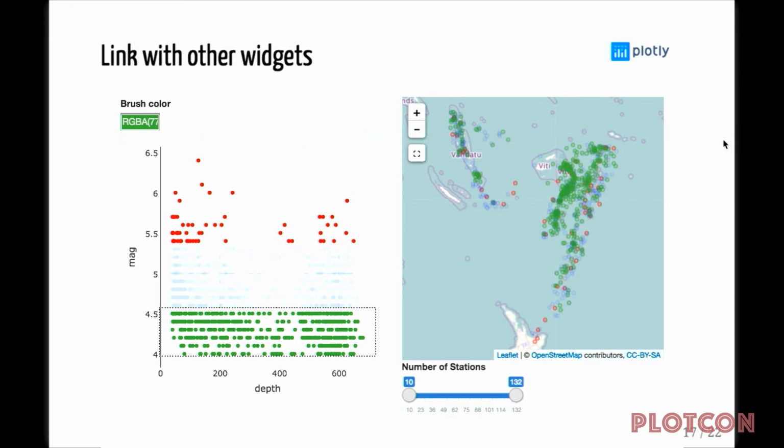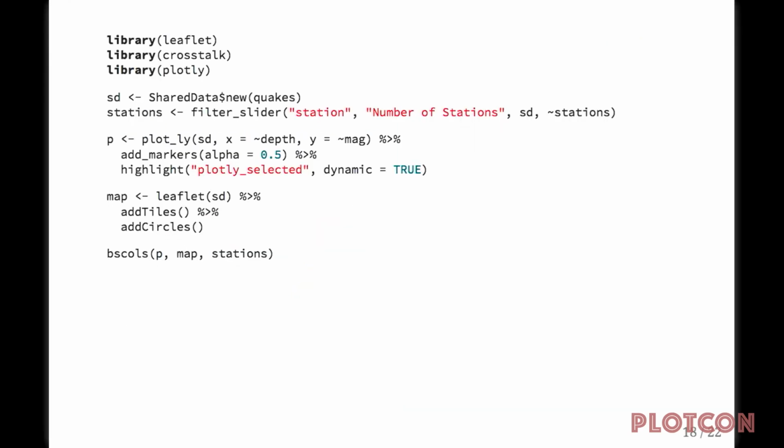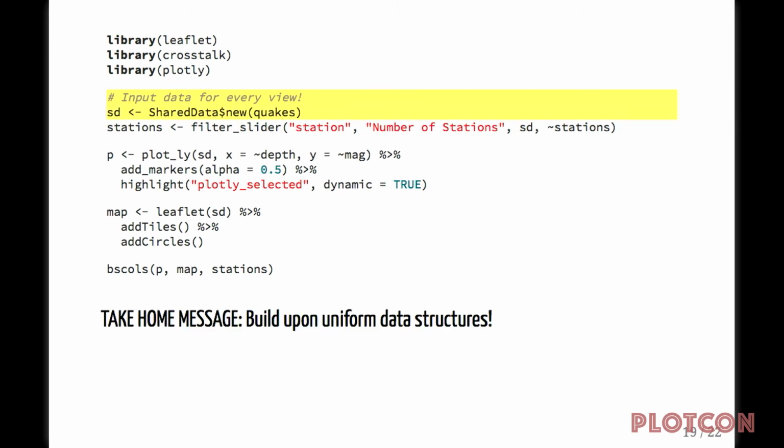If I could, there we go. Just to show you real quickly the code. The main point here is the same data structure is being used as the input to everything you see in that last view. So this sort of thing really wouldn't be possible otherwise.